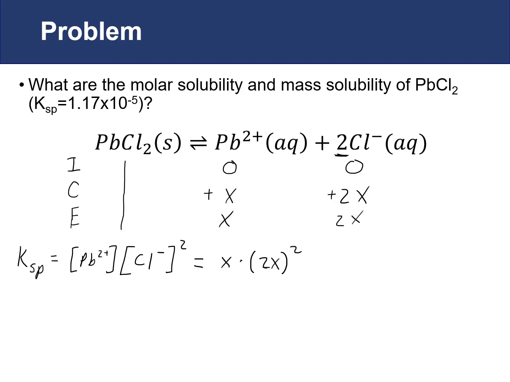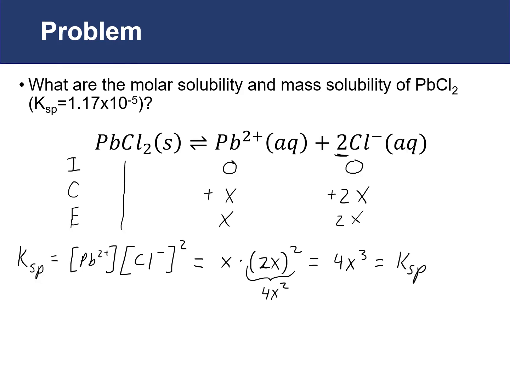Now this is a place where a lot of people make mistakes when they're trying to work out these problems. They write out 2X squared without including the set of parentheses around the 2X. The 2 also gets squared. So this would give us X times essentially 4X squared, or 4X to the third power. This right here is 4X squared, not 2X squared. So our Ksp, we can now set our 4X to the third equal to our Ksp.